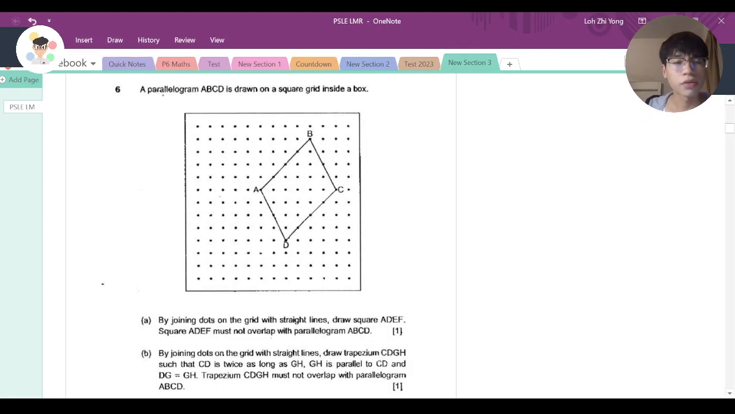So a parallelogram ABCD is drawn on the square grid inside a box. So you know that there's a parallelogram inside a box. A, by joining dots on the grid with straight lines. Now, look at here. The keyword here is joining dots. They want you to join the dots. Why? Because sometimes my students like to do this. Or you, probably you. Sometimes you just draw halfway like this, you draw halfway like this.